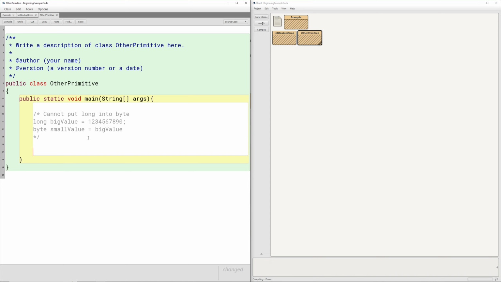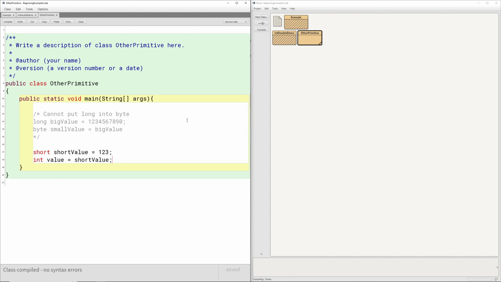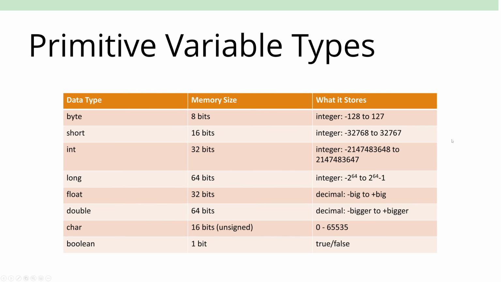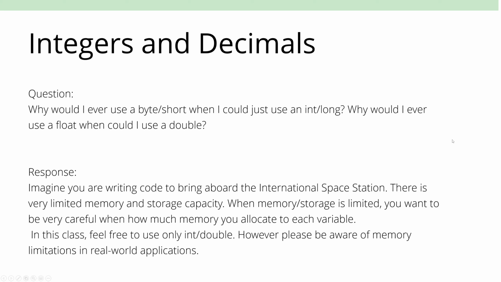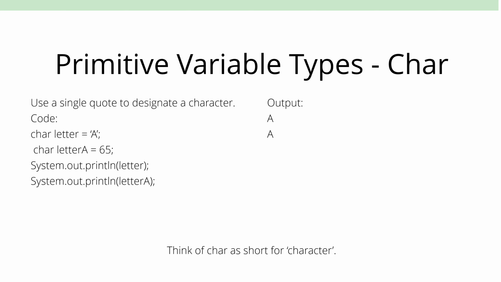Let's go ahead and try it the opposite way. So can I put a byte into a long, or an int into a long? So let's go ahead and do a short. Short value, I guess, equals 123. I think that's within the range. And I do int value equals short value. Can I put something that's less into something that can hold more? And yeah, no problems. It compiles. Okay, so hopefully that shows you proof that you cannot put large into small, but you can put small into large. Now, I also want to talk about a character.